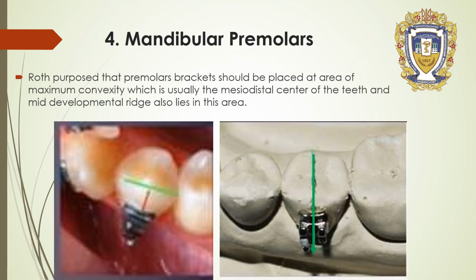Next group of teeth, mandibular premolars. Roth proposed that premolar brackets should be placed at the area of maximum convexity, which is usually the mesiodistal center of the teeth, and the mid-developmental ridge also lies in this area, like on this picture.